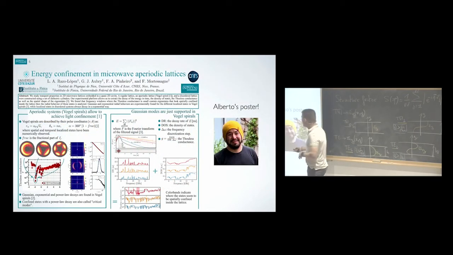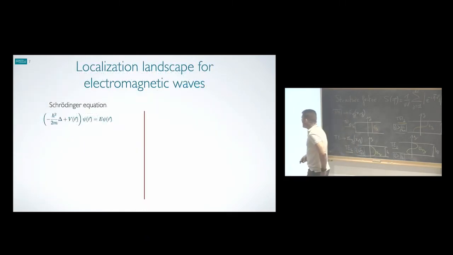Okay, so we also play with another type of correlation, quasi-periodic systems in a Vogel spiral, as in the poster put up by Alberto yesterday. So, as I told you, in experiments we have a single realization of disorder, and we have several types of mode behavior. So it's a natural playground for the landscape theory. So we try, naively maybe, to develop a localization landscape for electromagnetic waves.